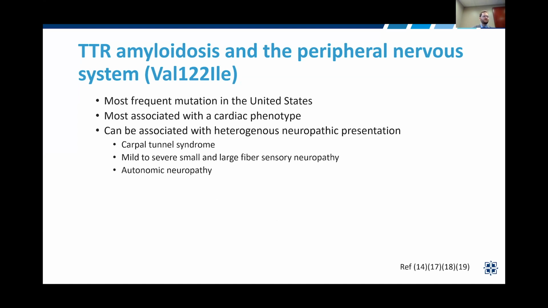There was a paper in Neurology in 2015 that studied this. Heart failure was the first manifestation in the cohort of 17 patients. However, 10 of the 17 patients had both large and small fiber neuropathy symptoms, and 6 had small fiber and autonomic symptoms.